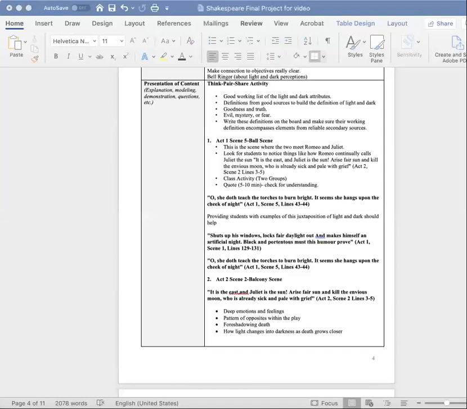So at that point, I would separate the class into two groups, one finding quotes in the play connected to the definition of light, and the other connecting to the definition of darkness, maybe related to their definitions from the bell ringer activity and the think, pair, share activity from the top of the presentation of content right here. So discussion as a class could create a richer discussion.